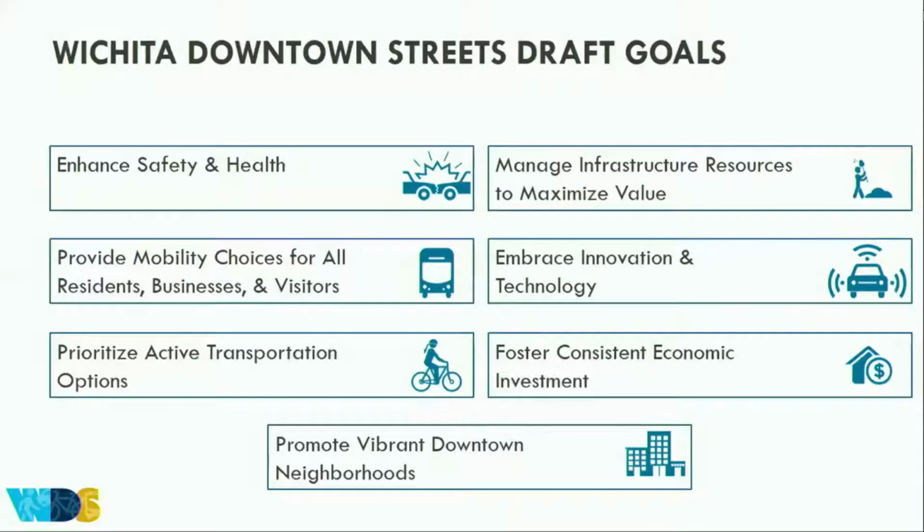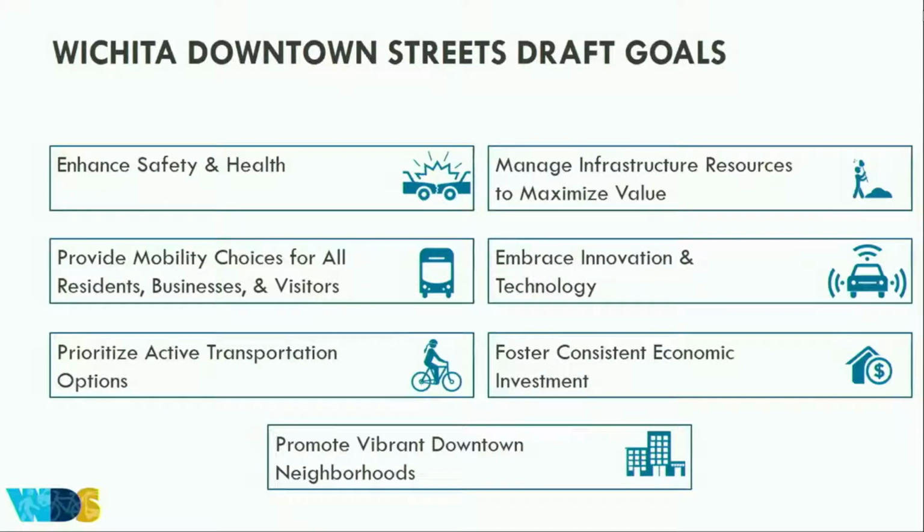Next slide. So speaking about the community goals and aspirations, based on public input that's been received to date through the process, and we'll talk a little bit about how that's been collected, there are 7 goals that have emerged from that input. And here they are now.